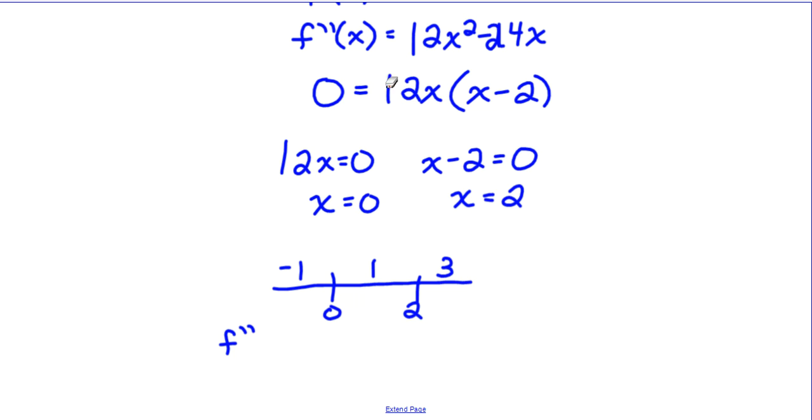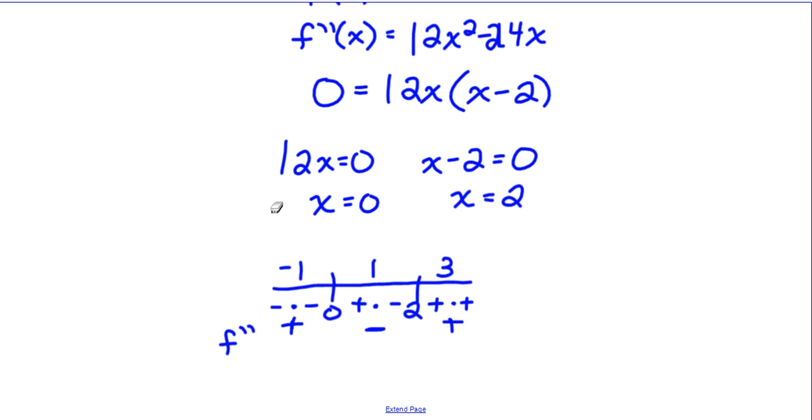So when we plug in -1, 12 times -1 is a negative, and -1 minus 2 is a negative. So that means we are positive to the left of 0. When we plug in +1, 12 times +1 is a positive. 1 minus 2 is still a negative. So we are negative between 0 and 2. Our second derivative is negative between 0 and 2. And then when we plug in 3, we get a positive times a positive. So we are positive to the right of 2.